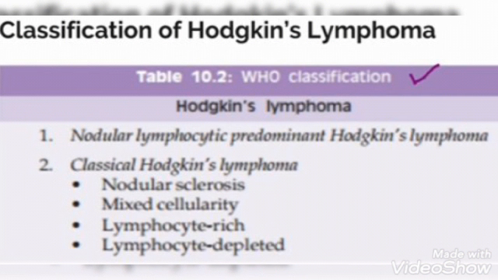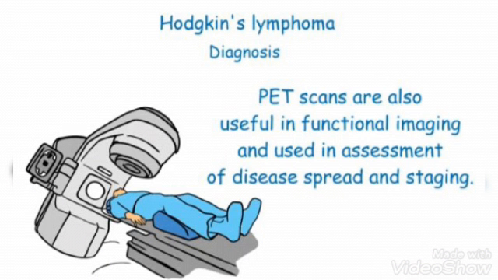Now, classification of Hodgkin's lymphoma. It is classified into nodular lymphocyte predominant Hodgkin's lymphoma and classical Hodgkin's lymphoma, which is subcategorized into other categories. Now, investigations for Hodgkin's lymphoma. PET scan is useful in functional imaging and is used in assessment of disease spread and staging.